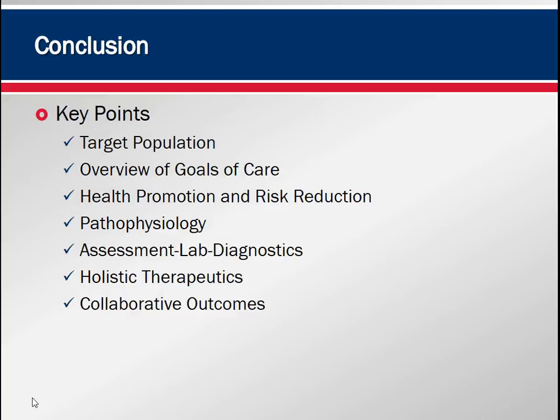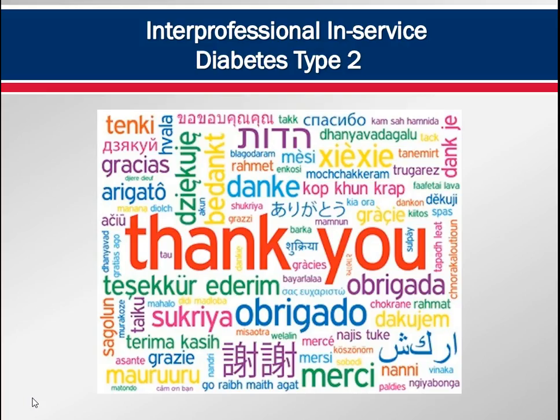There are many health promotion and risk reduction measures to manage the disease and prevent complications, such as diet, exercise, smoking cessation, routine screenings, education, and stress reduction. Diagnostic data includes several blood tests, but the gold standard is the hemoglobin A1C. Non-pharmacological treatments may include diet, medication, prayer, yoga, massage, tai chi, and supplements. And most importantly, a collaborative approach with the patient being at the center of the care is recommended.